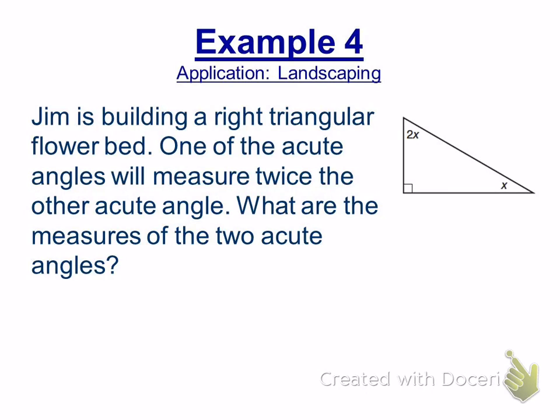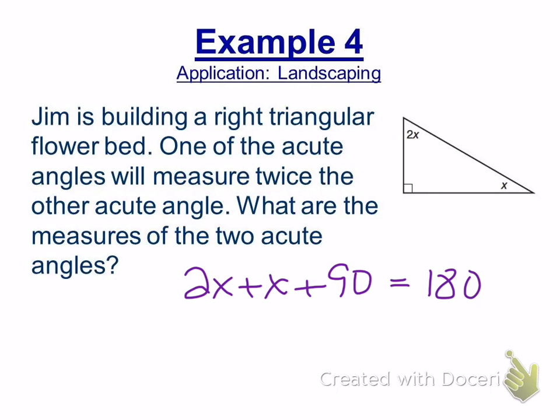All right. What is the equation that you made, Hadley? I did 2x plus x plus 90 equals 180. And you're using the very familiar triangle sum theorem to come up with that. You could also use another geometry principle that says the two acute angles of a right triangle always add up to be 90 degrees. Okay, so either way is good, but I want to see an equation.